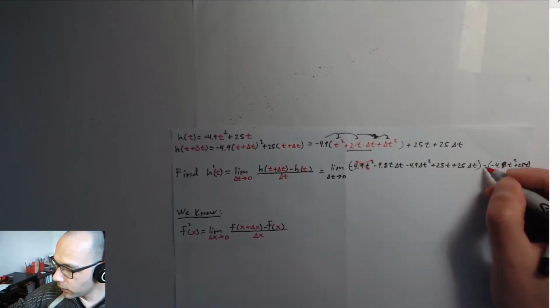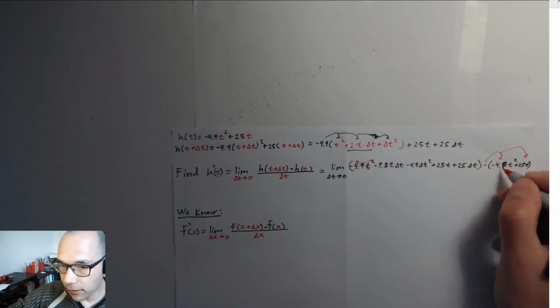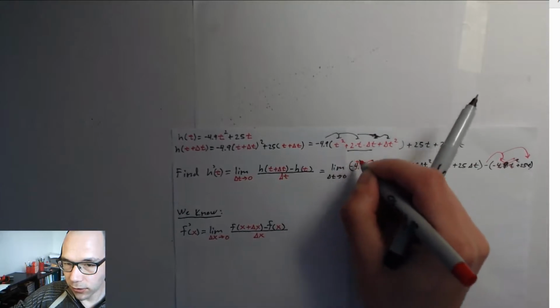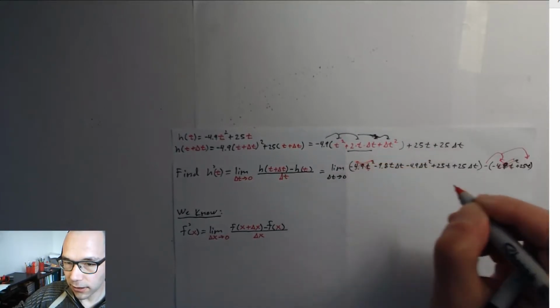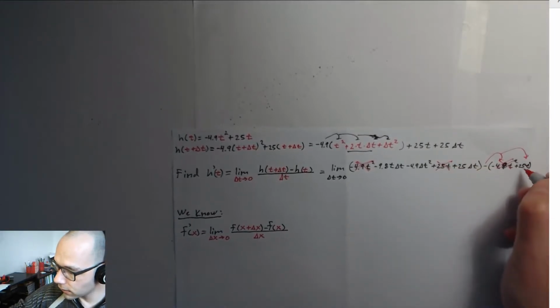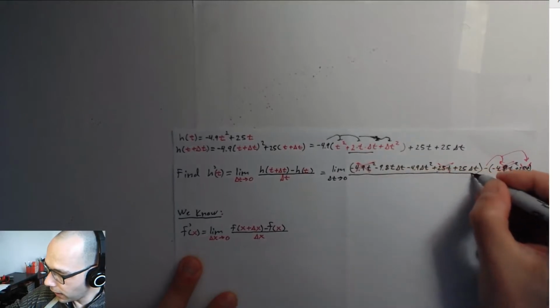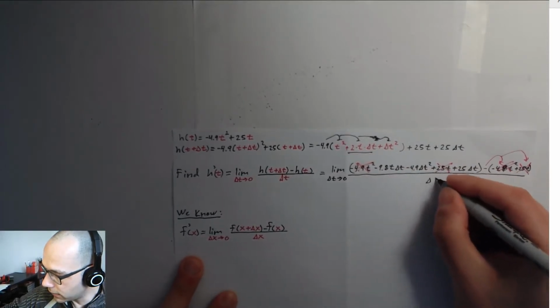Negative 4.9, but there's a negative in front, so remember that this will distribute and it will become positive again. So this one will cancel this one right here. Those two will cancel out, and the 25t right here is going to be canceled by the negative 25t right here. And all of that is going to be over delta t.